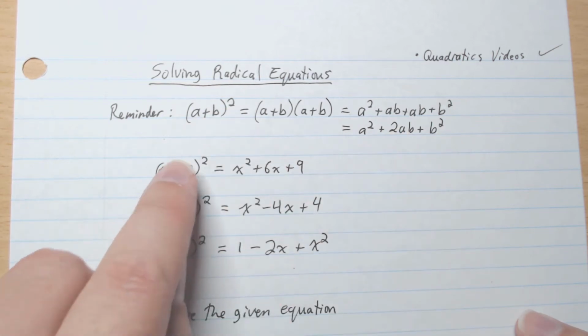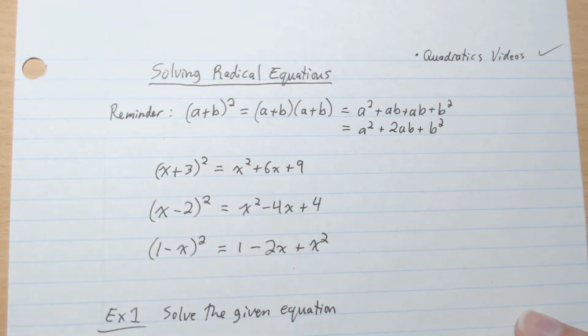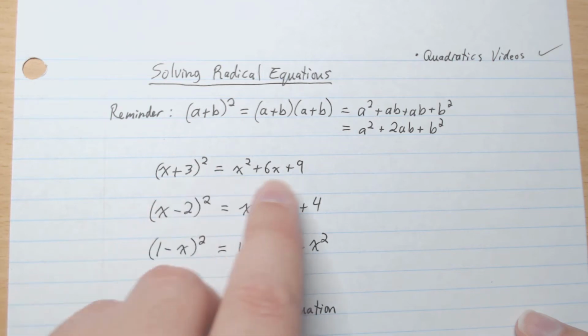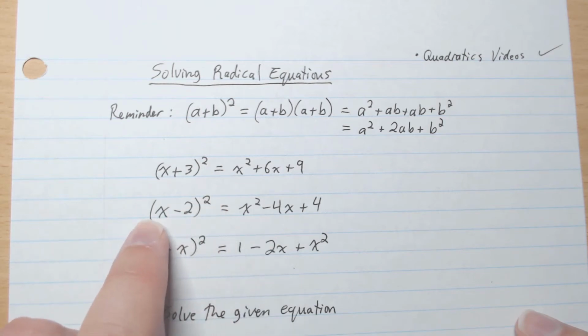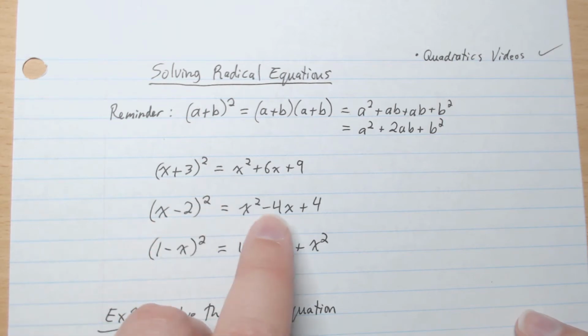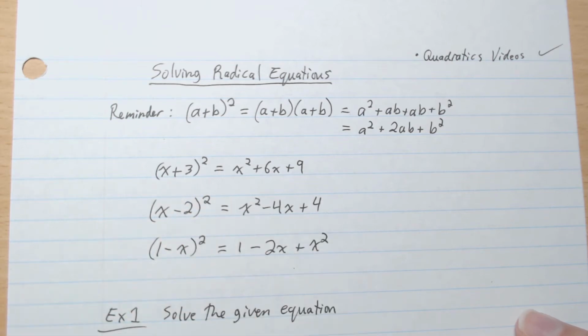So we're going to do the same thing here. x squared, 2 times x times 3 is 6x, and then plus 3 squared gives 9, like that. Again, x squared, 2 times x times negative 2, so that's negative 4x, and then negative 2 squared gives 4.